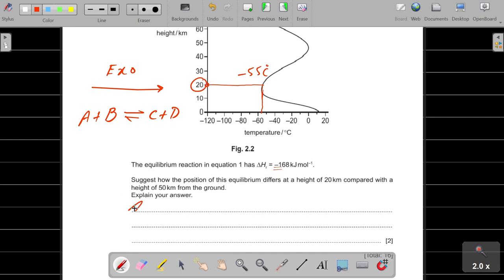So at 20 kilometer height, the equilibrium will shift, will move to the right side.